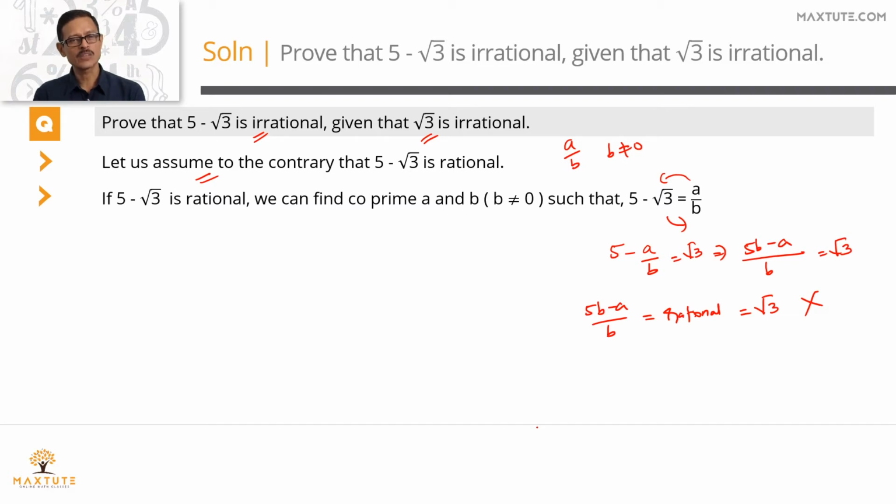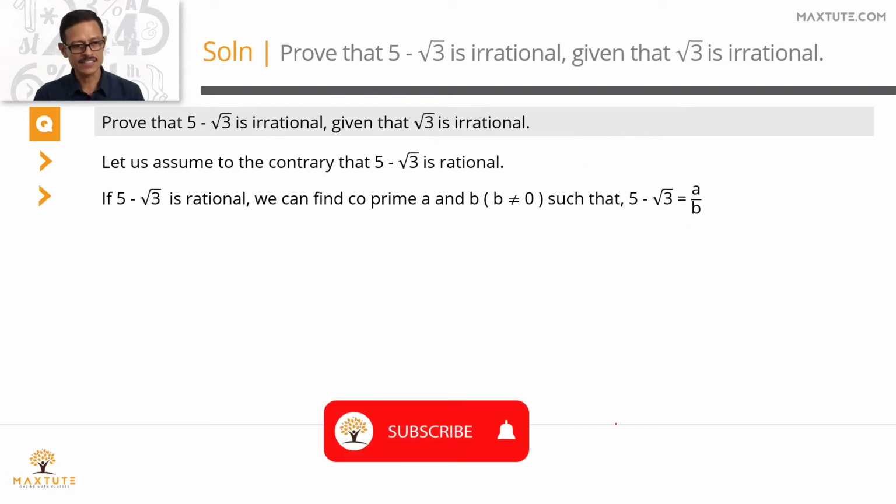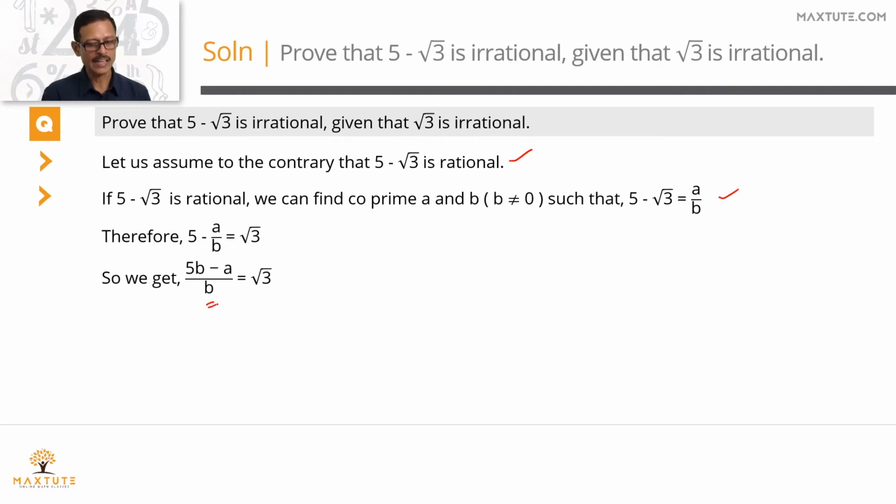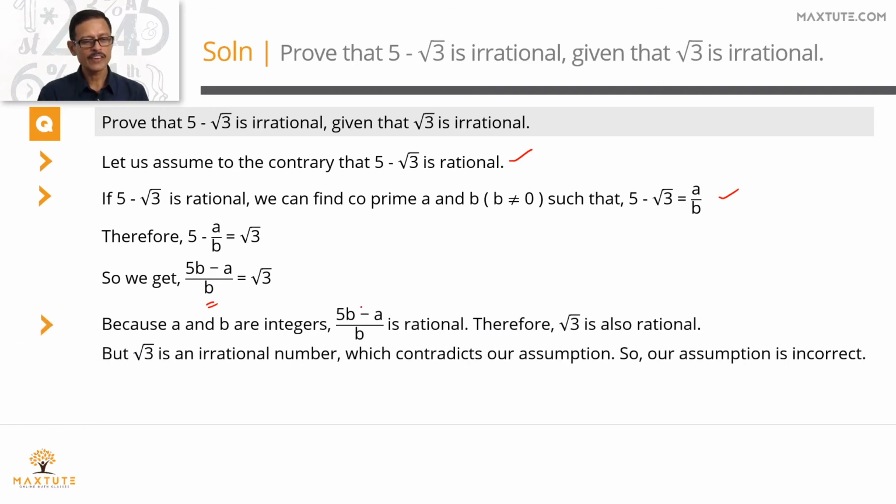I'll quickly run you through the steps that you need to be writing in the examination to get 3 marks for it. Right? Let's get started with that in the next slide. We said that this is the second step. You'll say we are assuming to the contrary, which means that 5 minus root 3 is equal to a by b. You'll solve it to bring it to this step as we got 5b minus a upon b is equal to root 3. And we'll say that 5b minus a upon b is rational because a and b are integers. Therefore, root 3 is also rational.